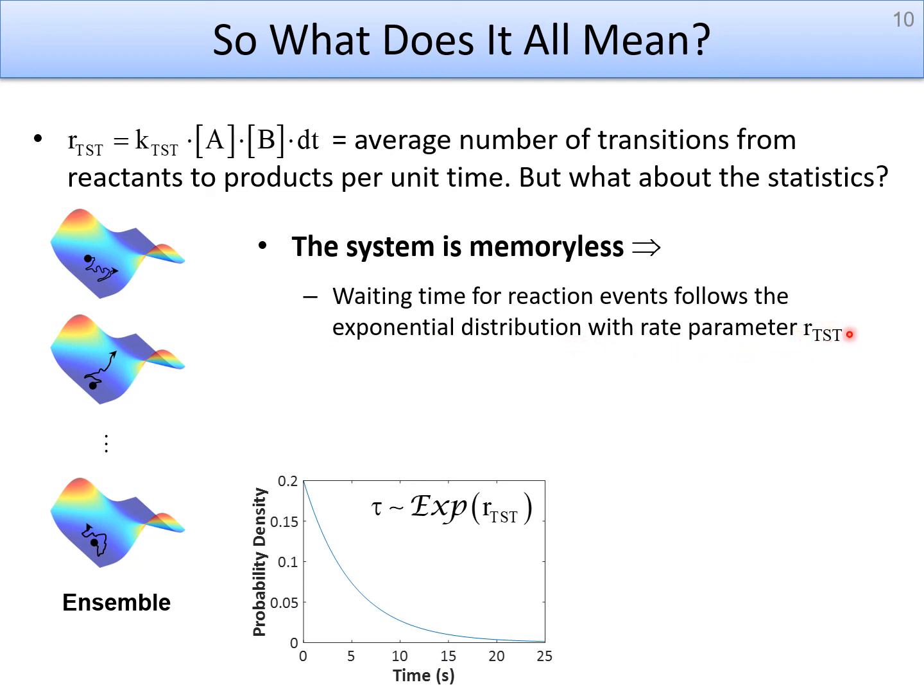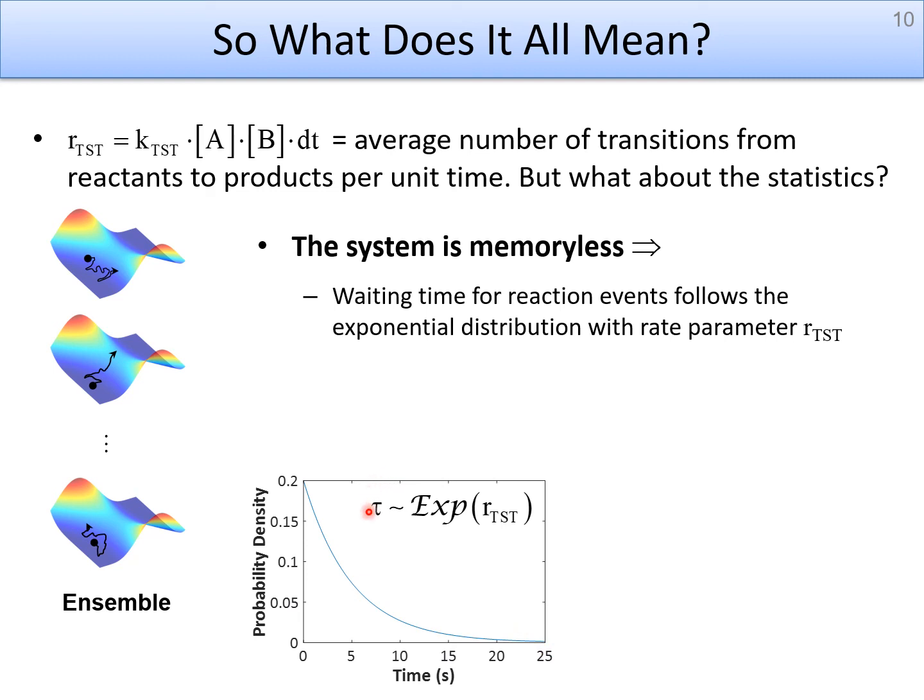follows the exponential distribution with rate parameter, in this case, r_TST. So if we go back to the question, how long are you going to wait to see a transition? Well, this time is a random variable which follows the exponential distribution, which is plotted here. This is the probability density per time, and the probability density is an exponentially decaying function.